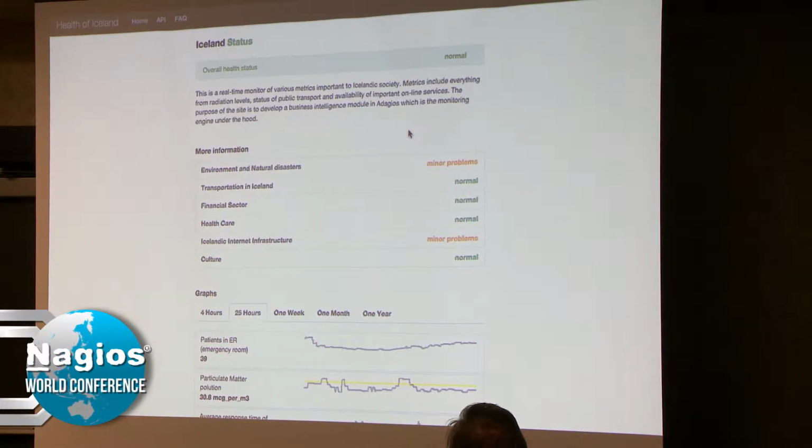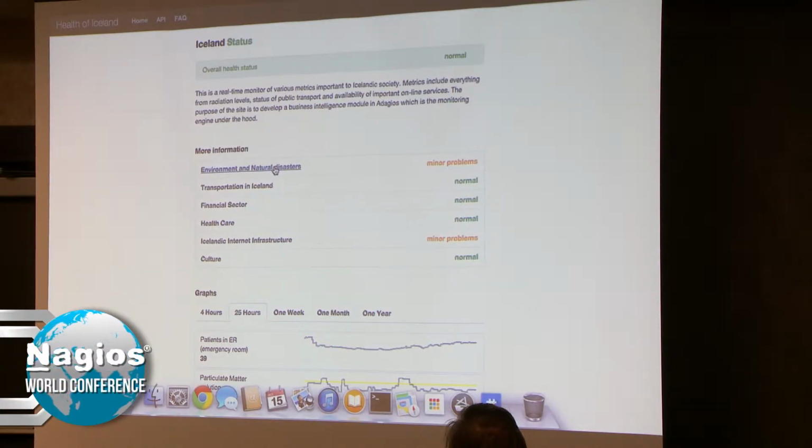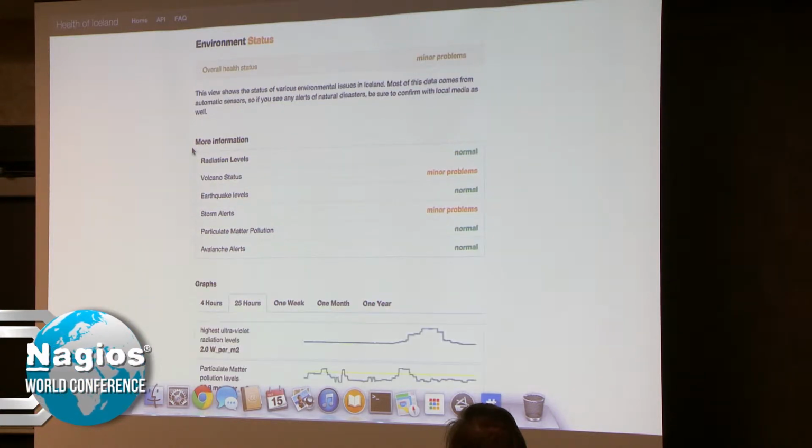So what do we have here? The front page shows us, you see at the top green, it says Iceland status, and it's green. That means currently Iceland is doing more or less okay. Then we have a few subsections. And if we look, for example, at environment and natural disasters, you see here there are minor problems currently. And if we click on it, we see volcano status says minor problems. That's because there's currently a volcano erupting in Iceland.